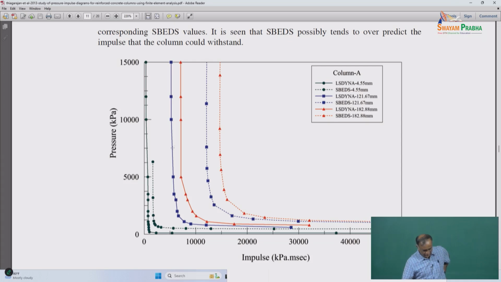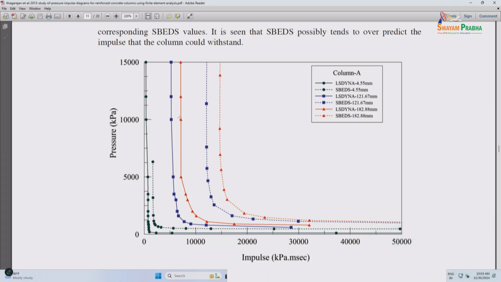Then 3 and 4 are here. This is the medium level of protection. And you see that there is a difference. For example, the high levels of protection are right here. So the orange is representing the S-beds and the solid lines here. There is a big difference if you see between what LS-DYNA predicted versus the S-beds. So it also tells you what the finite element predictions did.